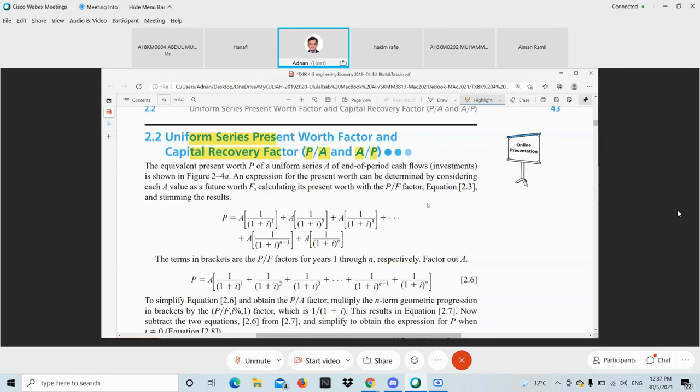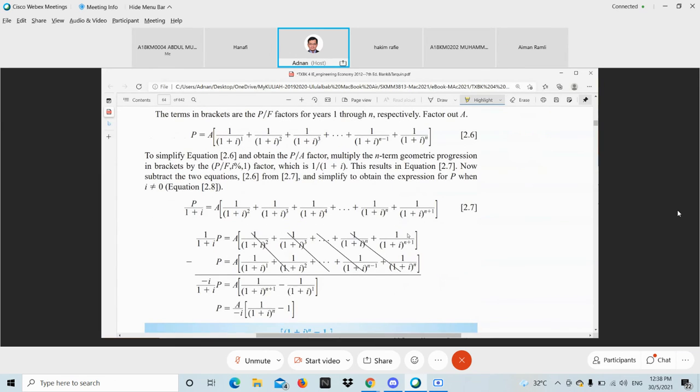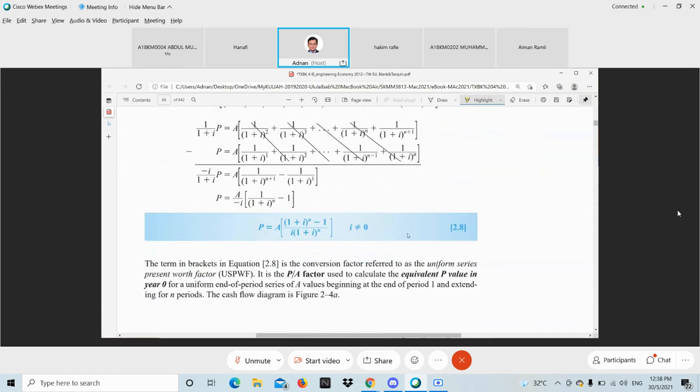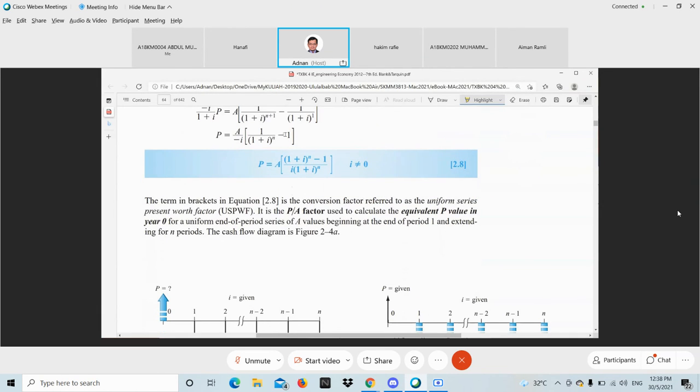So this formula, this is where we get P equal to A times 1 over 1 plus I to the power of 1, for period 1. This is for the second, third, and so on. So finally, if we solve this, you will get this one. In a test or exam, we will provide the formula.